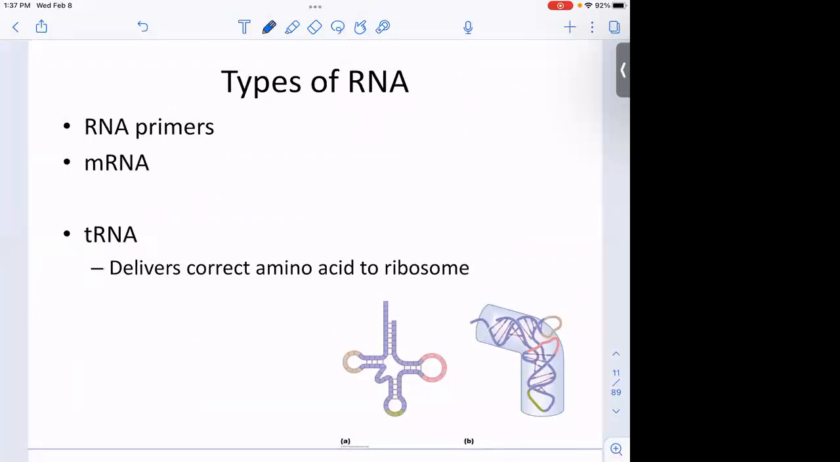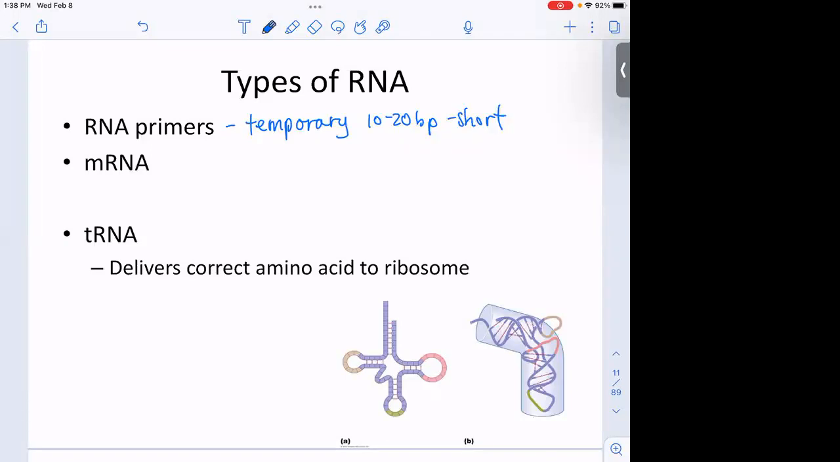RNA primers, we're going to talk about their importance. They are important when DNA copies itself, a process known as replication. These are going to be temporary, and they're really short, like 10 to 20 base pairs. So in terms of the total RNA within a cell, this is a really small, almost negligible amount.